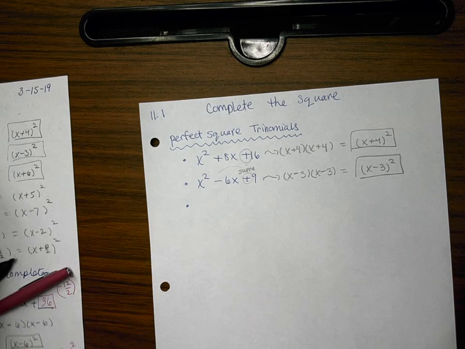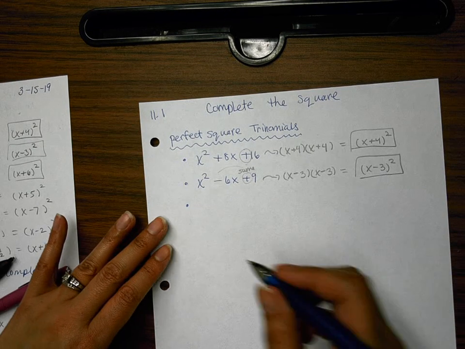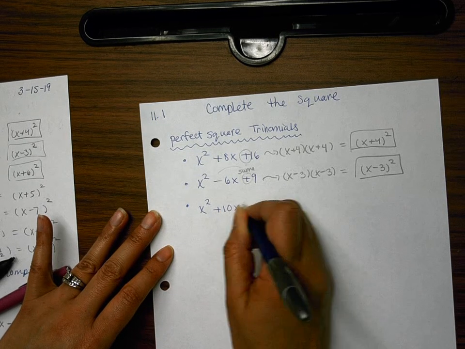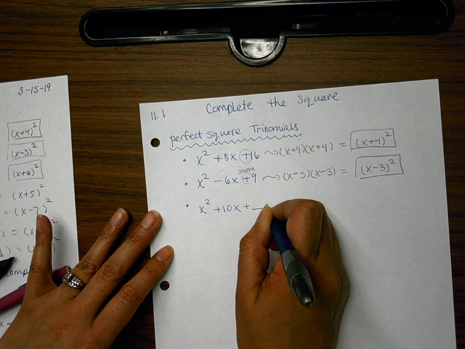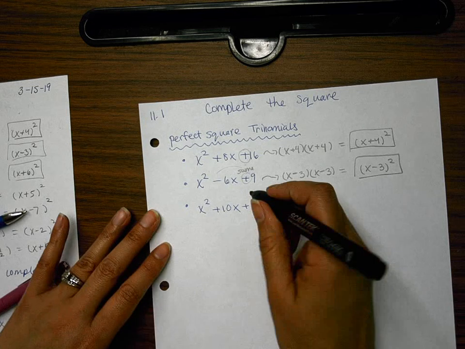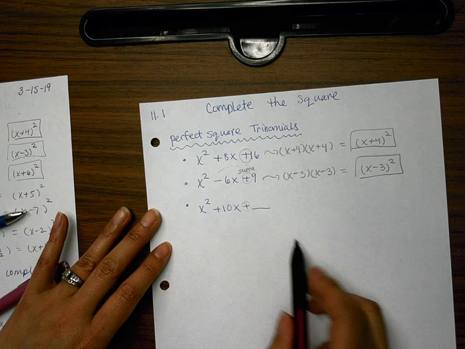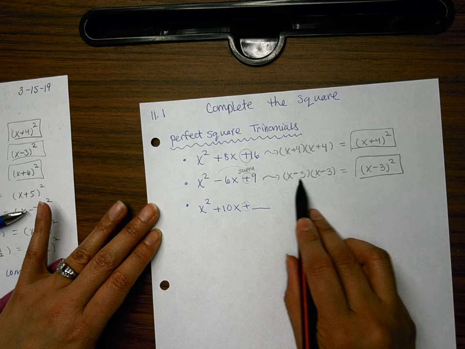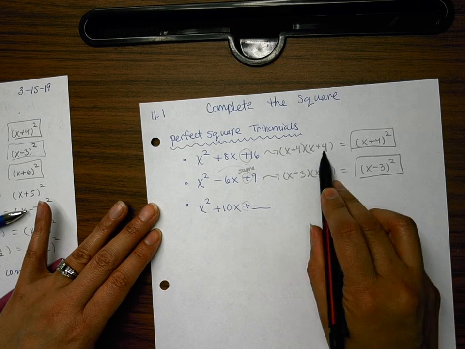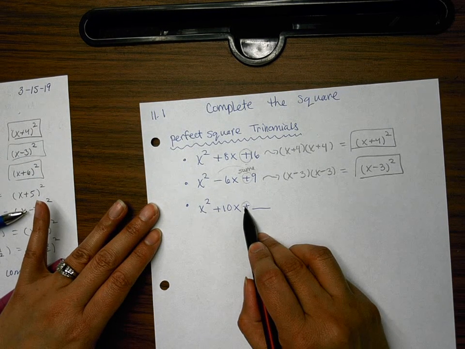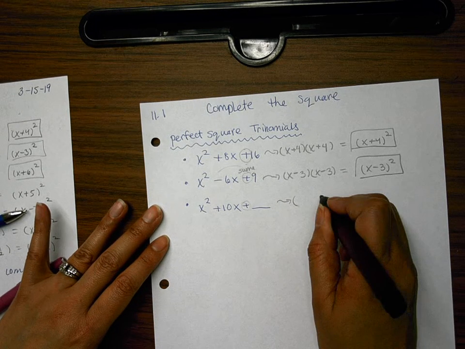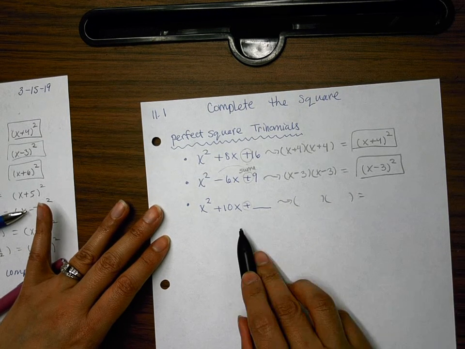How do you find perfect square trinomials? For example, if you had one like this, x squared plus 10x plus blank. Now, really quick side note, this last number here is always going to be plus blank because these two signs have to be the same. A negative times a negative is a positive, a positive times a positive is a positive, so that sign will always be plus. Okay, what goes in the blank so that when you factor it, it comes out to be the same?